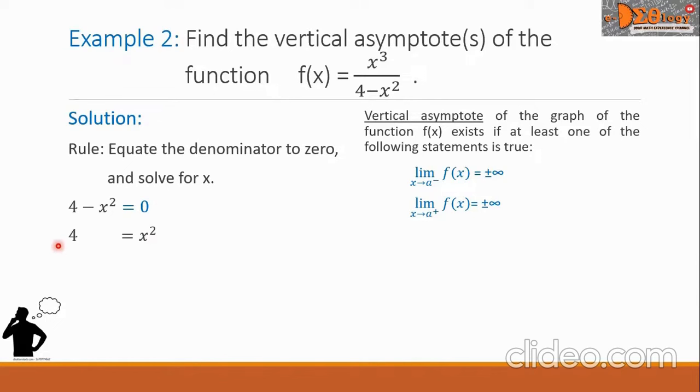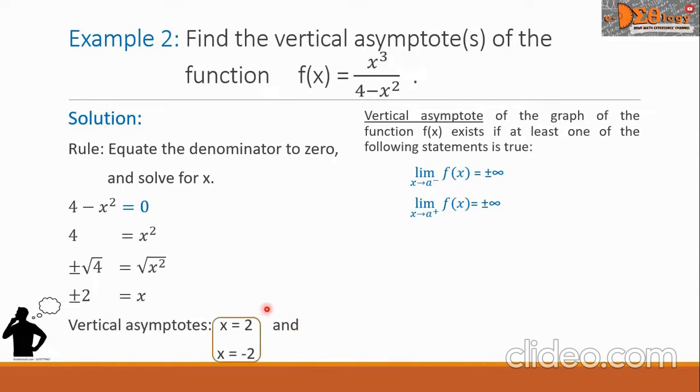Then we will take the square root of the left side and the right side. So we will have plus or minus square root of 4 equals the square root of x squared. The left side becomes plus or minus 2 equals x on the right side. So the values of x are positive 2 and negative 2. Therefore, for the vertical asymptotes, we write here x equals 2 and x equals negative 2. These are the answers.